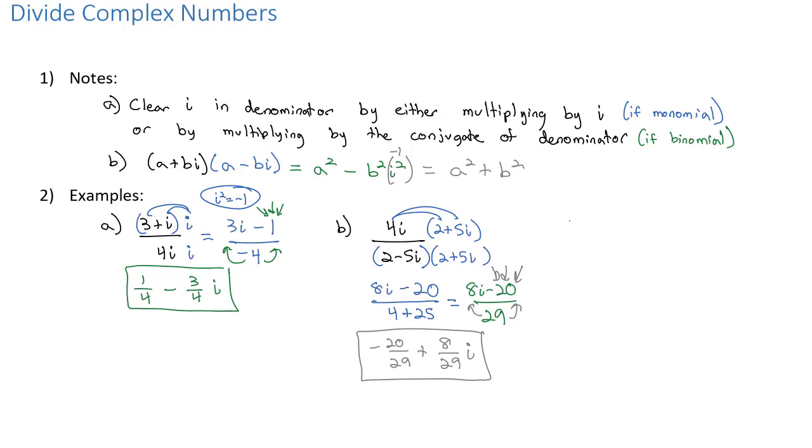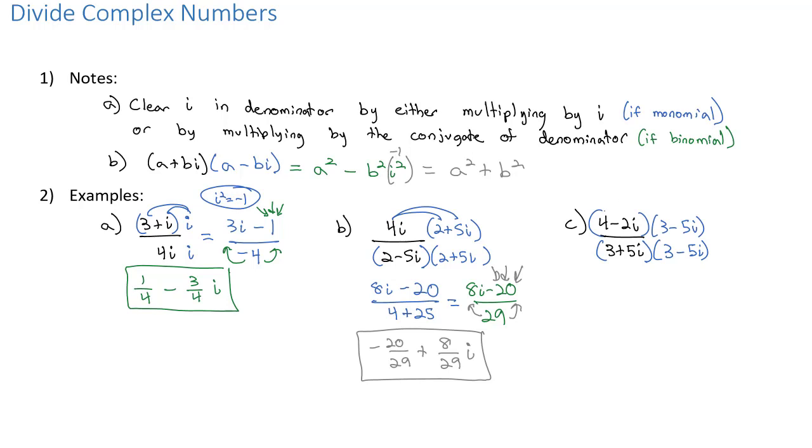Let's do one last example. Let's do 4 minus 2i divided by 3 plus 5i. Again, I notice there's two terms in the denominator, the 3 and the 5i. So we're going to multiply by the conjugate, 3 minus 5i, on top and bottom, numerator and denominator.